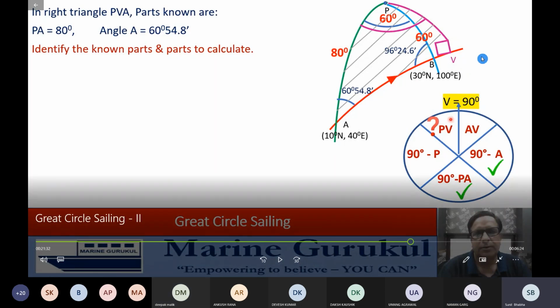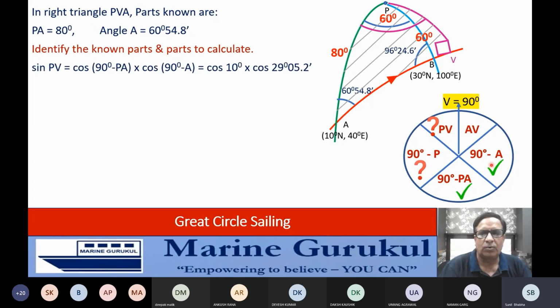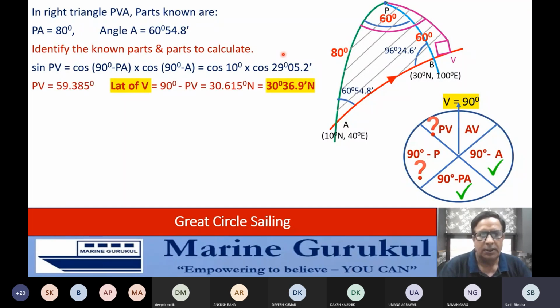Yes sir, thank you. Okay, so let's see ahead. To get the longitude of V, we need to calculate this angle P from meridian of A to meridian of V. So that is angle P. This part also needs to be calculated. So if you see for PV, these known parts are opposite parts. So we apply sine of the middle part is equal to product of the cosines. We put the values and we get the value of PV as 59.385 degrees, which is colat of V, and therefore latitude of V is 90 minus PV equals 30 degrees 36.9 minutes north.